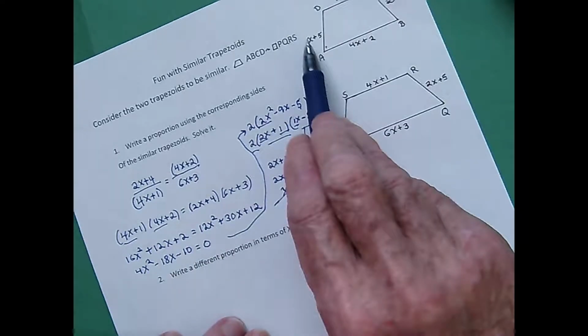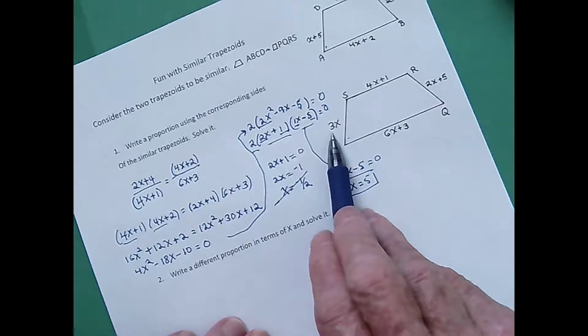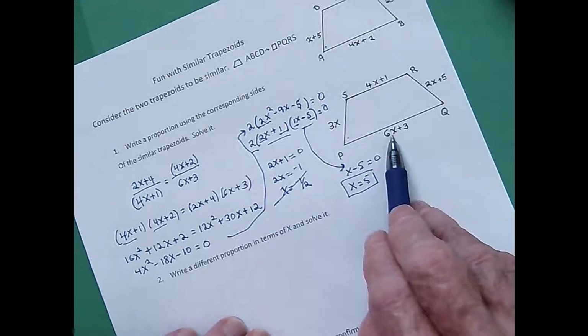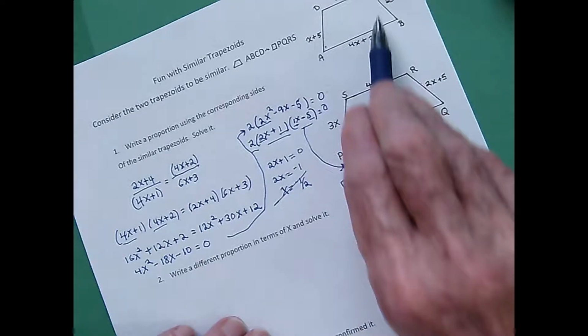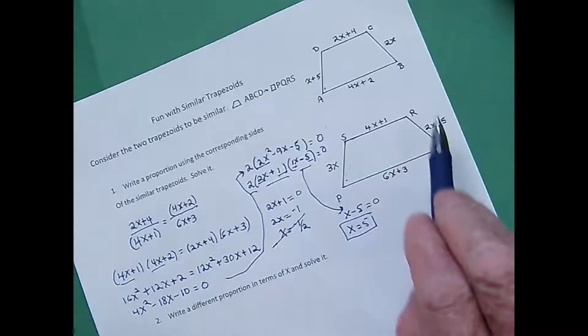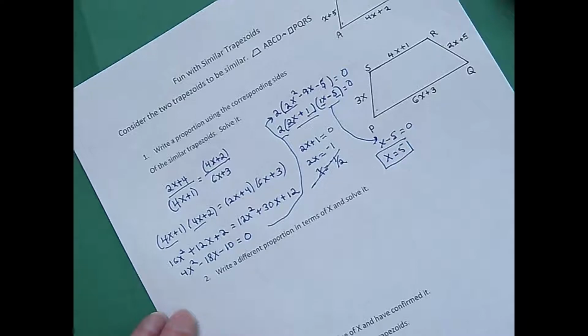You could write this length, x plus 5, is to this length 3x. Is this base 4x plus 2 is to this base 6x plus 3. You could say, the top base is to the top base as this edge on the right is to the other edge on the right. Lots of things are available. I'm just going to choose one and go.